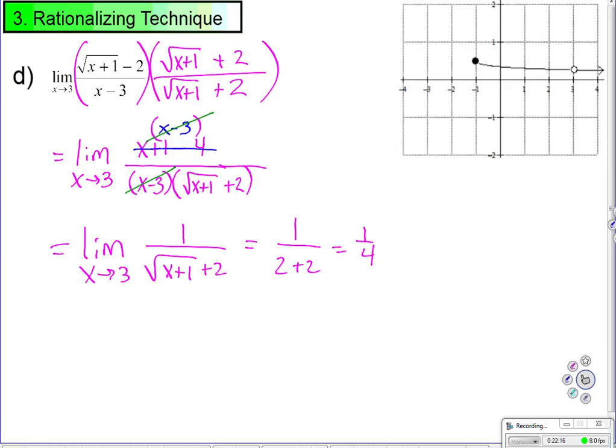Hey, this one we have a little picture on. As x heads to 3, from the left and from the right, it does indeed look like we're at about 1/4, doesn't it? So, picture agrees with our analytical skills.